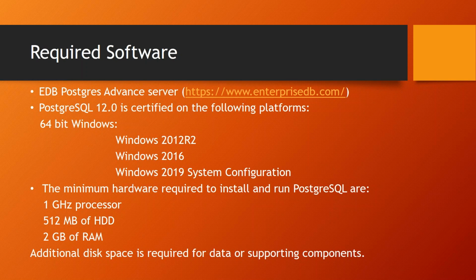So every software has some limitations and some prerequisites. You can see on the slide that EDB Postgres version 12 is the latest version and it can be installed on Windows Server 2012 R2, even 2016, 2019, and the RAM required is at least around 2 GB, 1 gigahertz of processor, and 512 GB of hard disk. These are minimal configurations. Now it depends upon your environment. You can increase it later also.